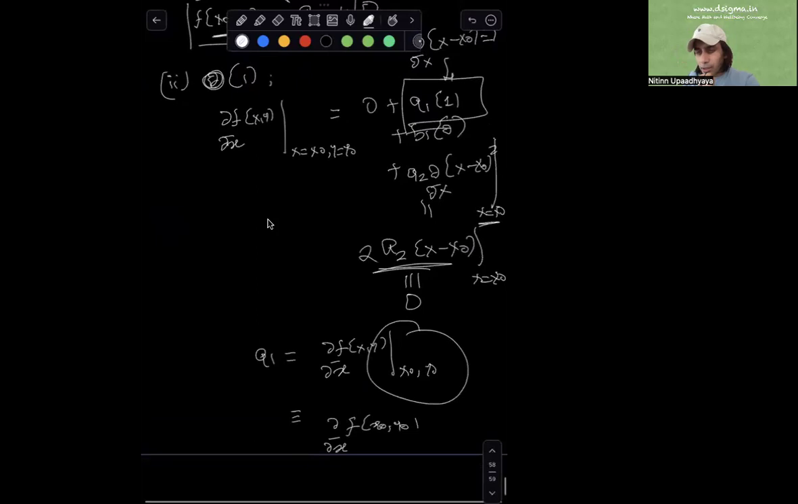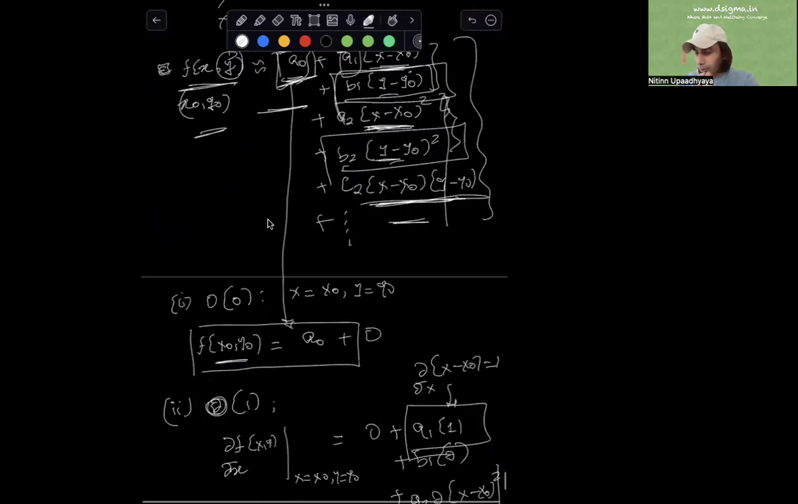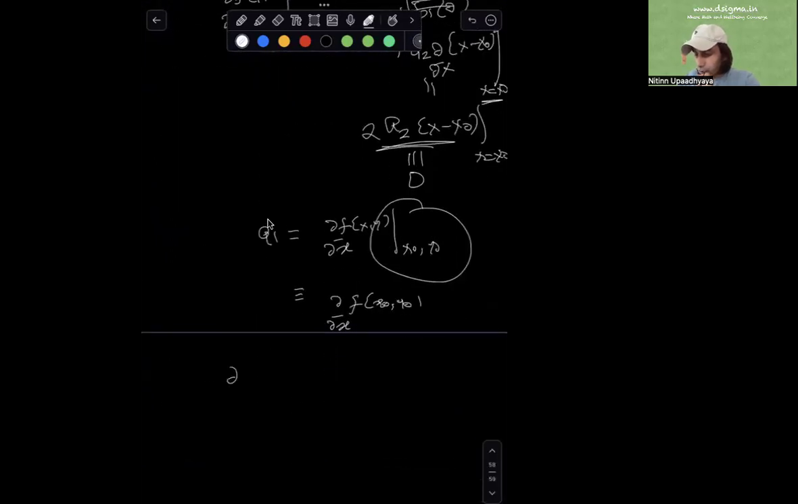I can continue with this kind of logic. Instead of taking partial derivatives with respect to x, I can take the partial derivative with respect to y of both sides of this expression and evaluate the resulting expression at the point x equals x naught, comma y equals y naught. And what that will do, and I encourage you to try this out, is give me b1, right? If I carry out this derivation, I'll find that dou f dou y evaluated at x naught comma y naught would give me b1.